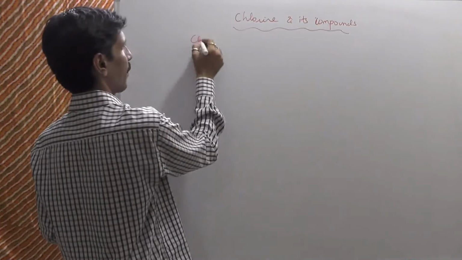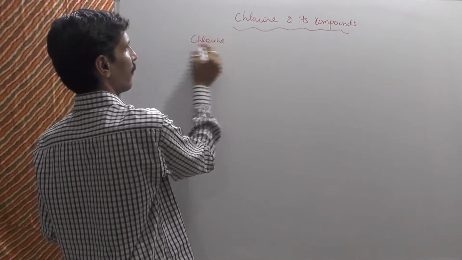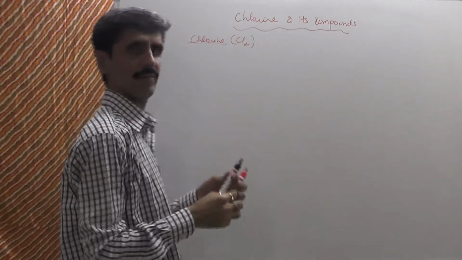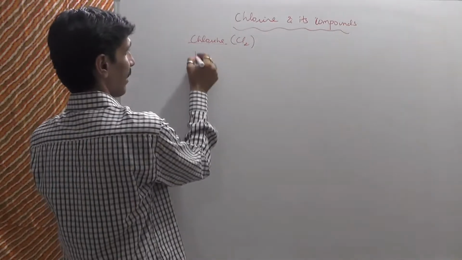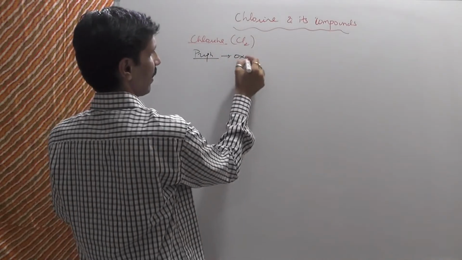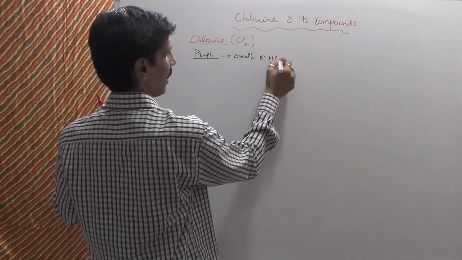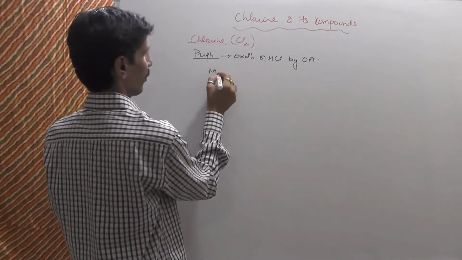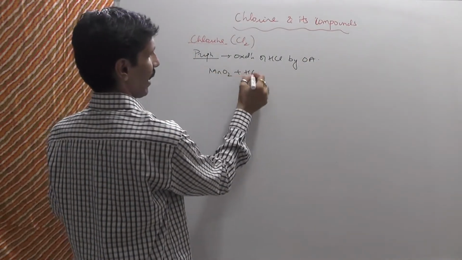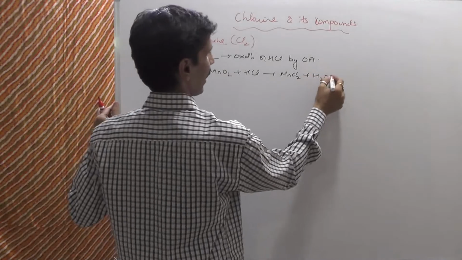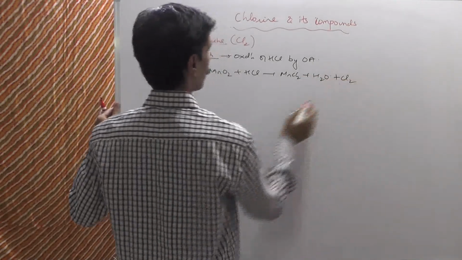उसमें शुरू करते सबसे पहले about chlorine itself. Actually इसको डाइक्लोरीन बोलना चाहिए, so with the formula of that is Cl2. We start with the preparation of that. Preparation में पहला point है, it's about oxidation of HCl by oxidizing agent. So the first one we have is MnO2 and HCl. It will give you MnCl2 plus H2O plus Cl2.